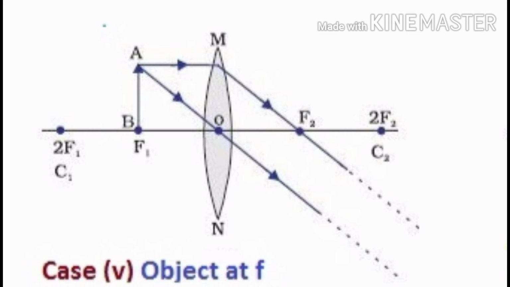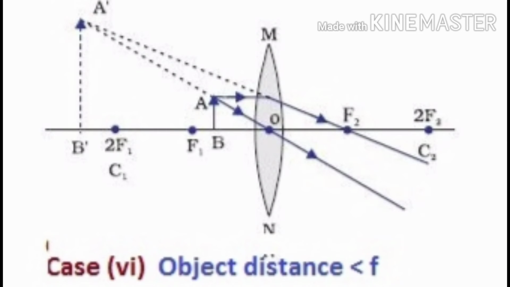When the object is at f1 position, the two rays will not seem to be meeting at all anywhere. So these rays will be parallel to each other, and so we'll say the image formed is inverted, real, and highly magnified and at infinity.